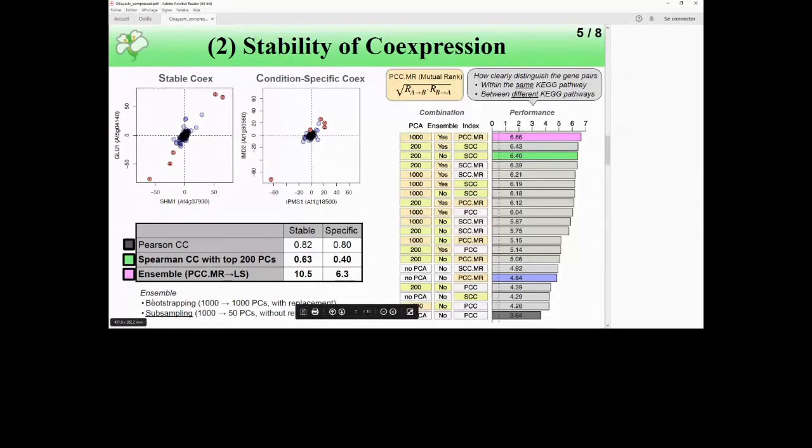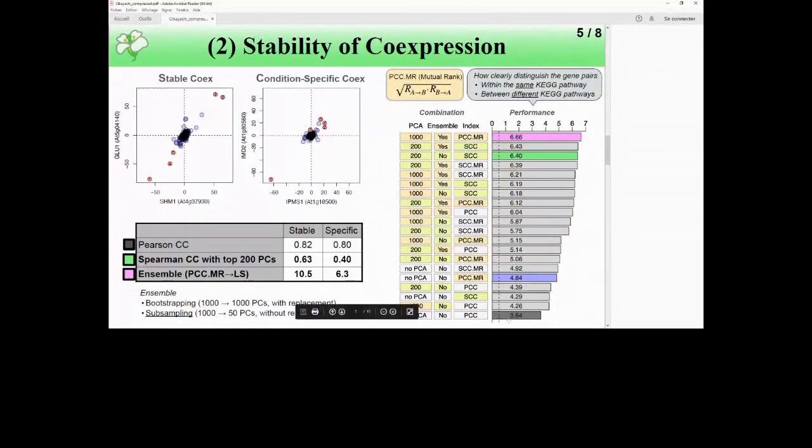Now, we checked combinations of methodologies: using PCA or not, using an ensemble or not, and some co-expression index, using Pearson correlation or Spearman correlation or their derivatives. Then we evaluated the performance based on the KEGG pathways. If we get good co-expression data, we can distinguish gene pairs in the same pathway from gene pairs from different pathways. Based on this score, we evaluated the combinations of methodology.